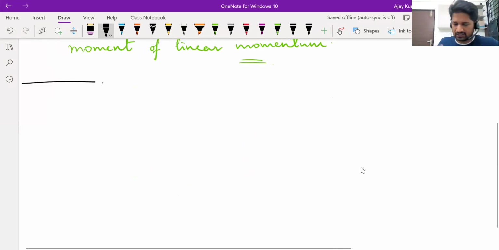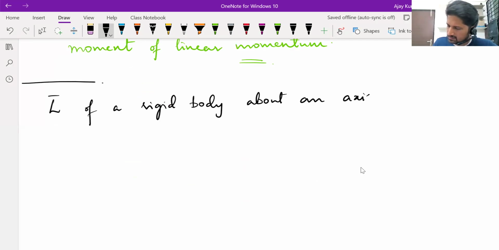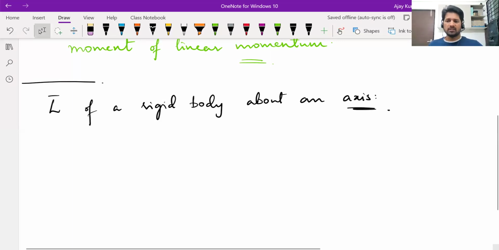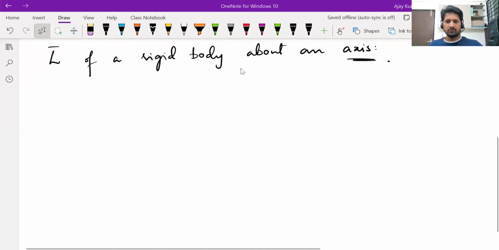Now let us extend that formula to a system. Angular momentum of a system, and the systems that we consider are rigid bodies for now. So angular momentum of a rigid body about an axis. Can one of you quickly tell me what are the different types of motion that a rigid body can execute? Or what are the different ways in which a rigid body can move?